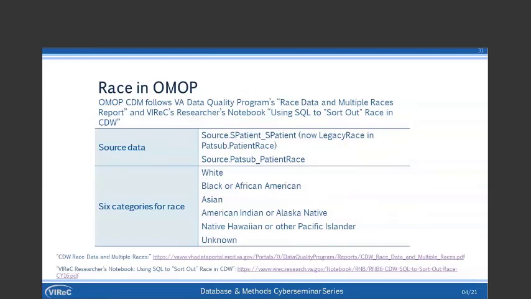So the business logic that they use in order to come up with this one standard race value is based on two guides here, the CDW Race Data and Multiple Races Guide, and the VIReC Researcher's Notebook Using SQL to Sort Out Race in CDW. The original documentation referred back to an old data structure, but it would now be the legacy race variable in the patient race table, along with the race variable in the patient race table. They have 6 categories for race. They are the 5 standard categories that we collect for race, plus unknown.